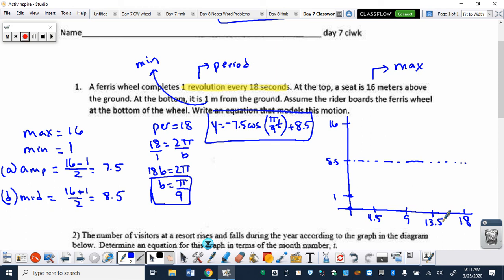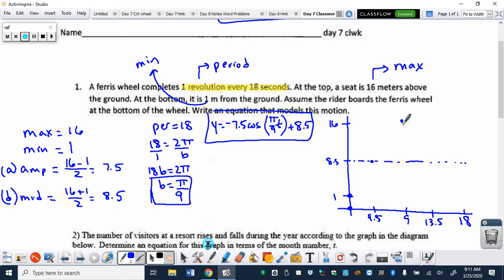So at every critical value, every one of those quarters, something significant is happening. At 0, we are 1 foot off the ground, or I'm sorry, 1 meter. 4.5 seconds later, we're at the midline at 8.5 meters. Halfway through the ride, we're at the top of the Ferris wheel.